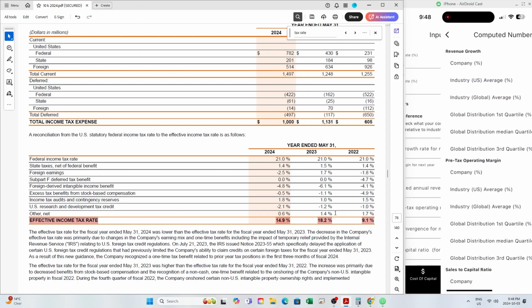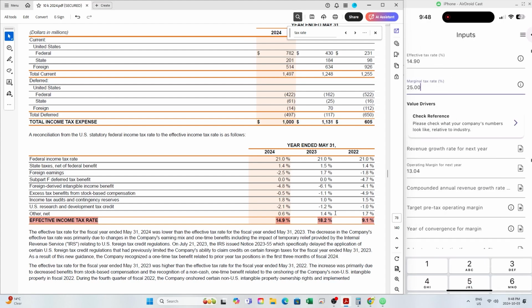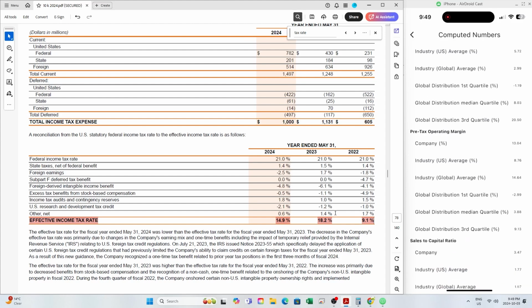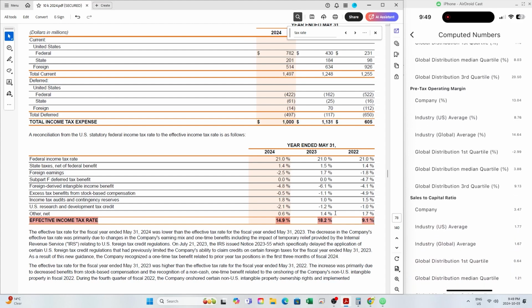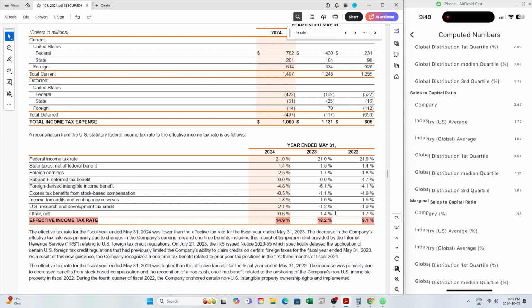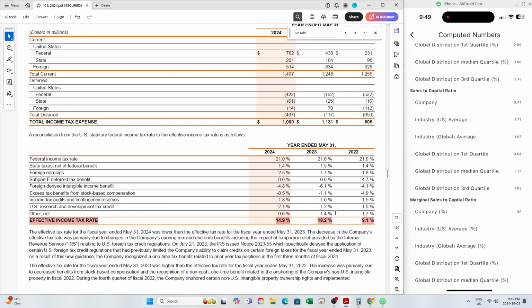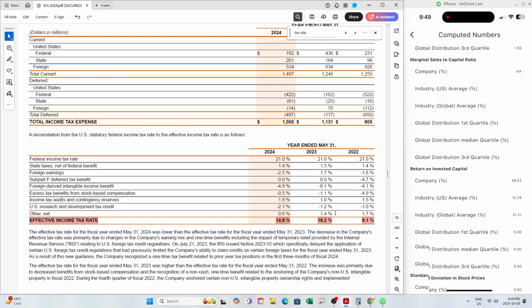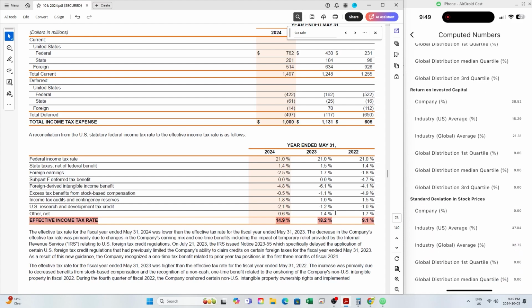You can also check the reference data for our company. You can see the revenue growth, which was very little for 2024, and the pre-tax operating margin for the company is around 13%. The sales to capital ratio is 3.47 for the company, and return on invested capital is around 38%.